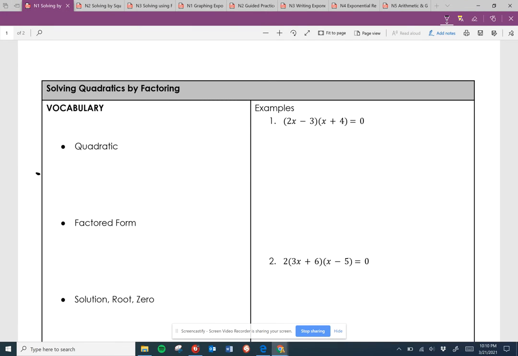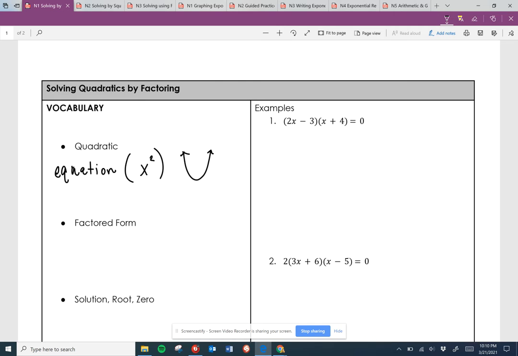Today we're going to be going over how to solve a quadratic equation by factoring. So reminder, a quadratic equation is an equation that has that x squared in it that forms the parabola, right? So those U-shaped curves that we've been going on a graph, those are quadratics, okay?